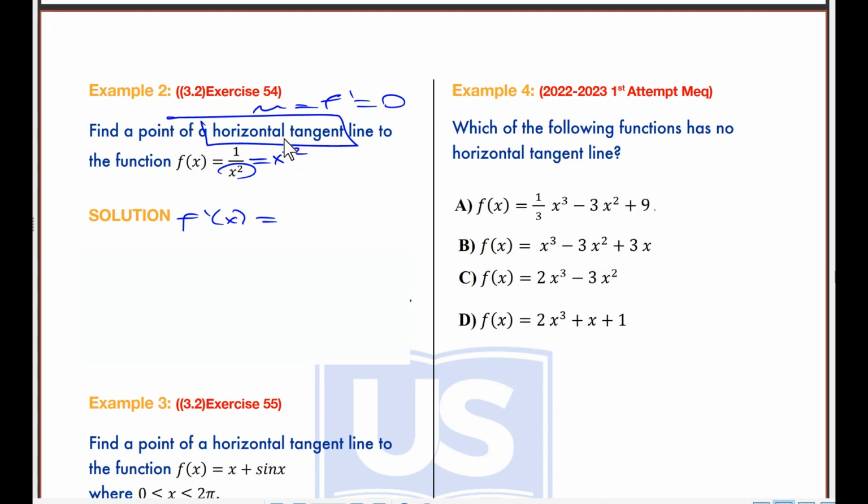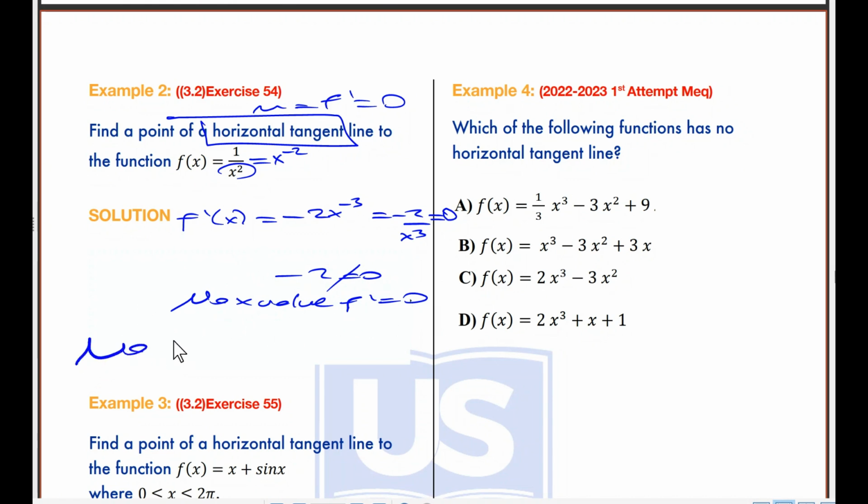So put the exponent down in front as a coefficient, negative 2x, and reduce the power by 1, negative 3. So it's negative 2 over x cubed. That's my derivative. So what values of x make the derivative 0? Negative 2 equals 0 is not true. So there's no x value that makes the derivative 0. Since there is no x value that makes the derivative 0, there is no horizontal tangent line. The function doesn't have to have a horizontal tangent line, so there is none here.